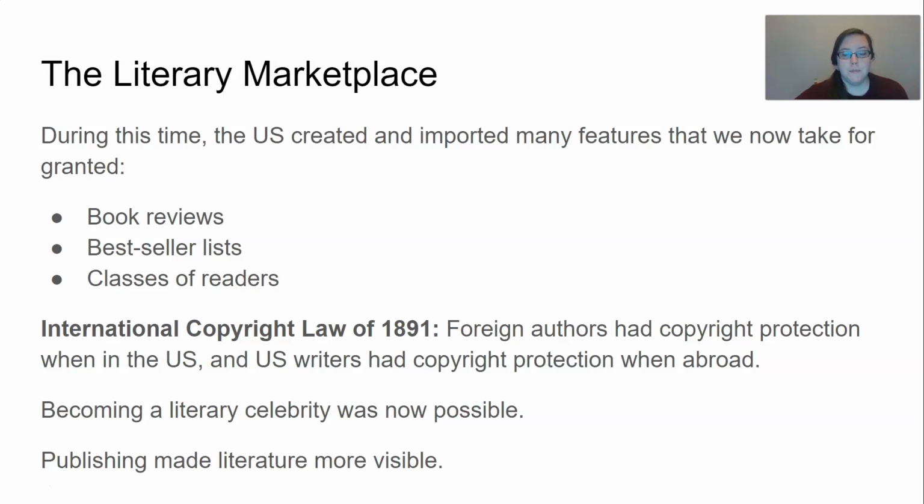And that is just because publishing made literature a lot more visible. Magazines were getting cheaper, and there were magazines for various groups of people. Again, we have different classes of readers.